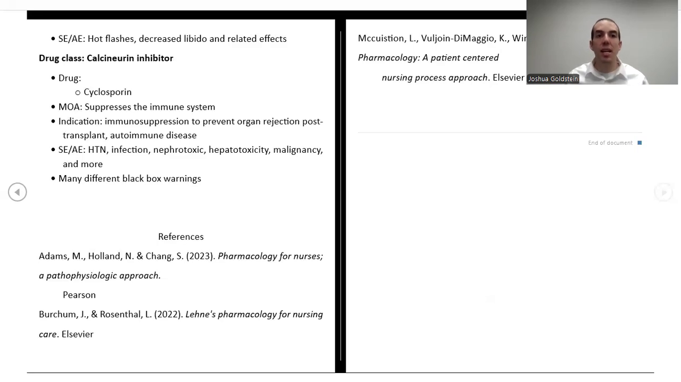Finally, we have the calcineurin inhibitor. This drug is cyclosporine. This suppresses the immune system, and this immunosuppression prevents organ rejection post-transplant. This isn't technically an oncology drug, but I threw it in here because this is where almost every textbook I looked at covered this medication. The adverse effects are hypertension, infection, nephrotoxicity, hepatotoxicity, malignancy, and more, a whole bunch of black box warnings. It's a very powerful drug. It's our classic drug in nursing school when we talk about an immunosuppressant that we use post-transplant to prevent rejection. We can also use steroids, which are immunosuppressive, or a few other things.